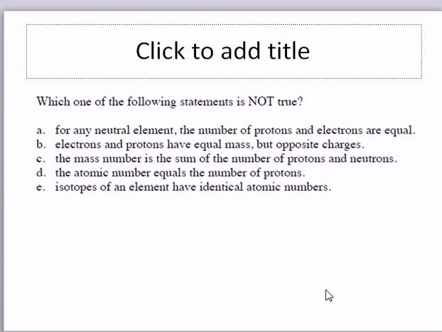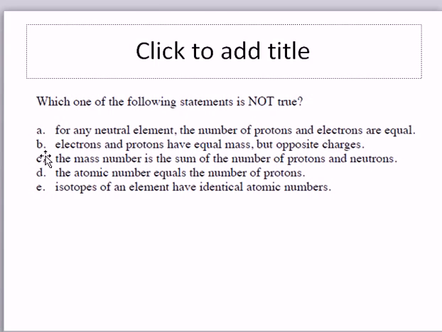And let's take a look at C. The mass number is the sum of the number of protons and neutrons. And that is correct. We know that protons and neutrons have mass, and when you add those together, that's the mass number. And let's take a look at B. Electrons and protons have equal mass but opposite charge. Now, that's interesting, and I want to go back to that, but yes, that is the false statement, and you have to know why. Now, A, for any neutral element, the number of protons and electrons are equal. Yes, that is true. The whole definition of a neutral element means that there's no charge. For there to be no charge, there has to be the same number of protons and electrons.